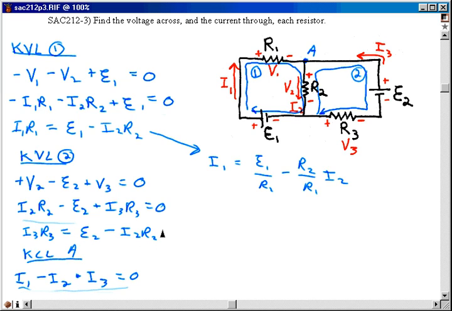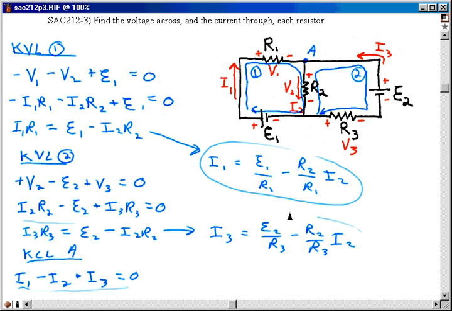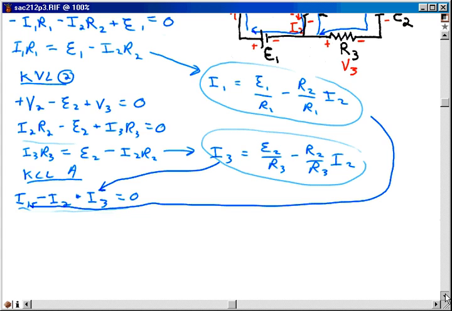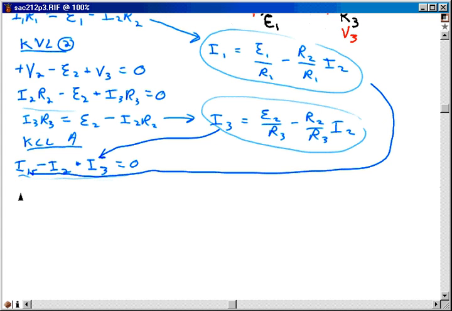Then divide both sides by R3, yielding I3 is equal to E2 over R3 minus R2 over R3 times I2. So I'll take this equation and this equation, substitute in here for the I3, substitute this one in here for the I1, and I got an equation just in I2.